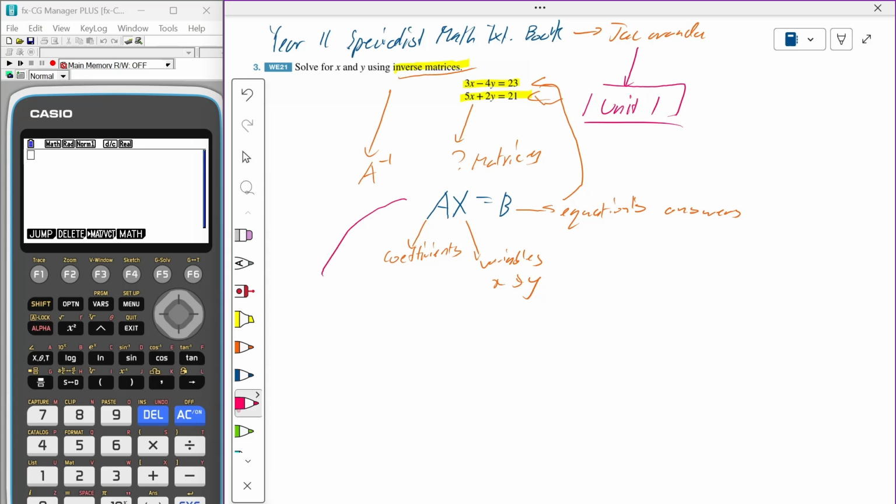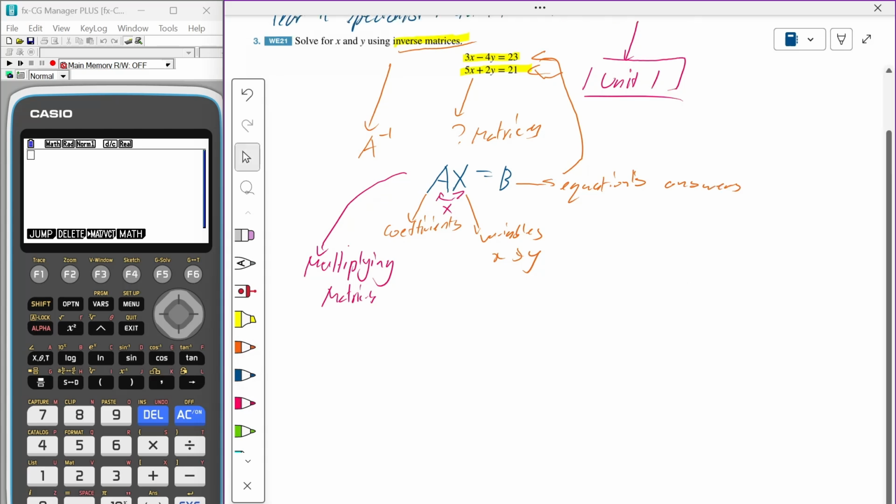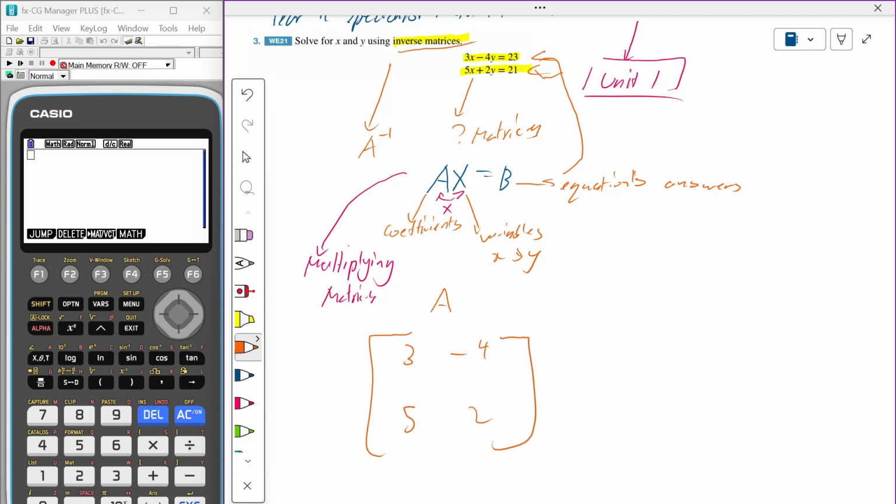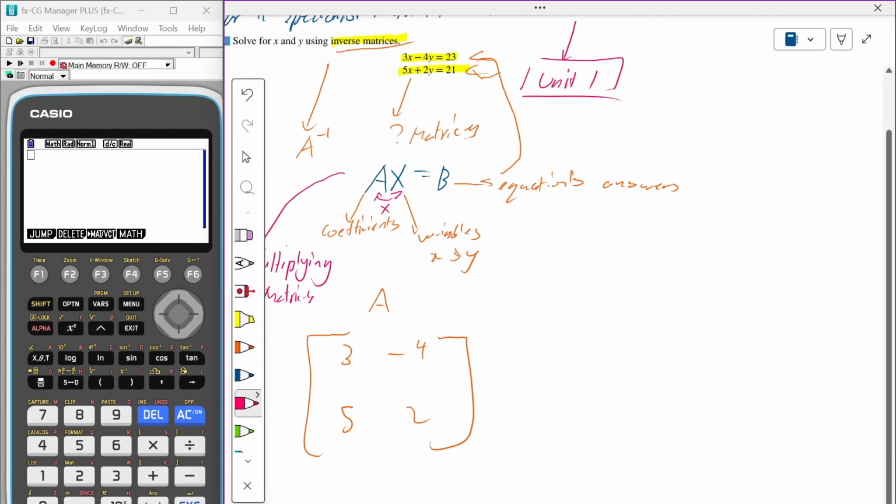We need to think about the multiplication of matrices here. We know AX is matrix A multiplied by matrix X. So what you need to do is format your A matrix first. Your A matrix should look something like this: 3, -4, 5, 2. It doesn't make much sense on its own, but let's add in the X matrix, which represents the variables: x, y.